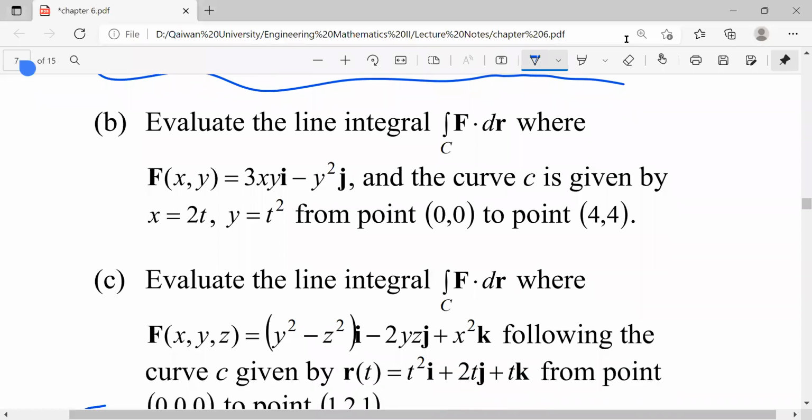We now have another example. In this example, it says evaluate the line integral.